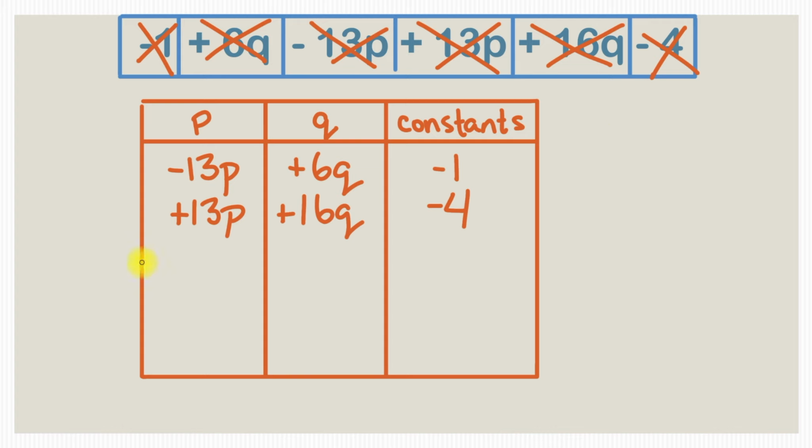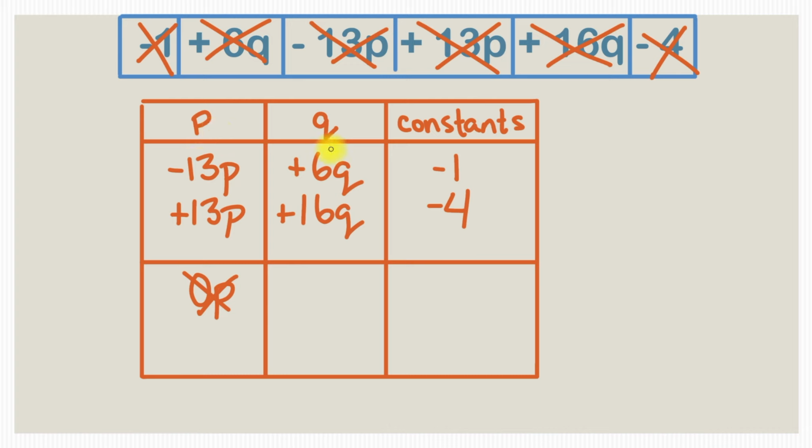Now that there's no more terms to write in our term table, I can focus on what's in every single column, and then combine whatever's there. -13p plus positive 13p will give us 0p. Well, 0 times anything is just 0, so I'm just not going to write it in the expression at all. So we're done with the p column.